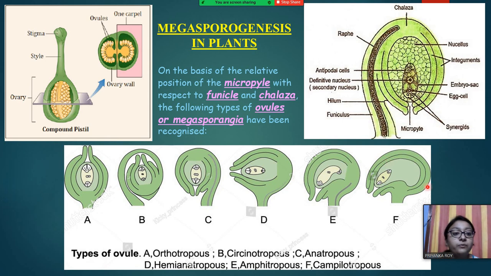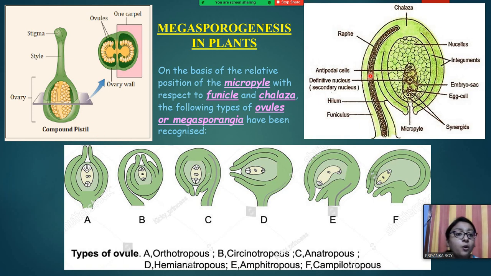Next, moving on to female gametogenesis or megasporogenesis in plants. This is a pistil, the female reproductive unit in a plant, which consists of the stigma, the style, and the ovary. The ovary contains ovules, and each unit of the ovary is known as a carpel, and if a number of carpels are together, it is known as a pistil.